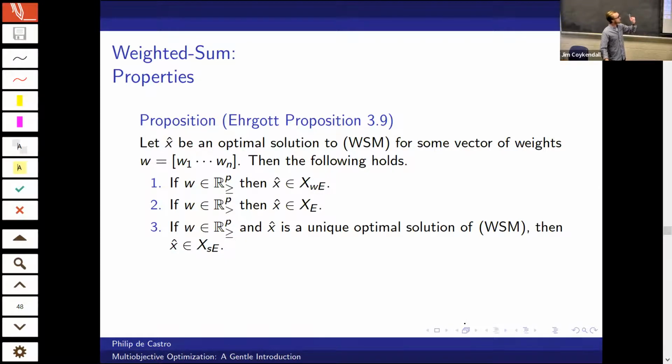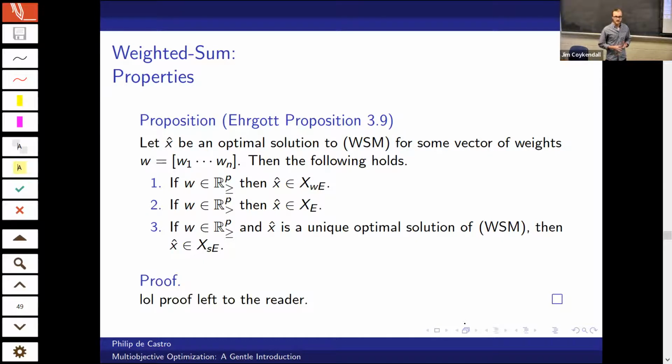However, if I pick weights that are strictly greater than 0, so all of them are non-zero, then I can guarantee efficiency. And if you have a unique optimal solution with a set of weights, then you can say that it's strictly efficient. You won't always end up with a unique optimal solution. So typically you're going to be in case 1 or 2, but there are problems where you can't end up in case 3.